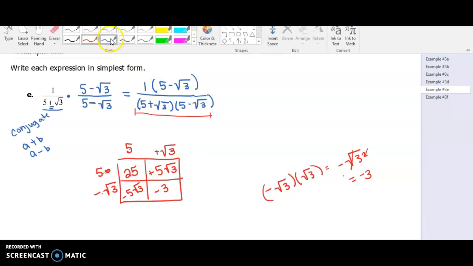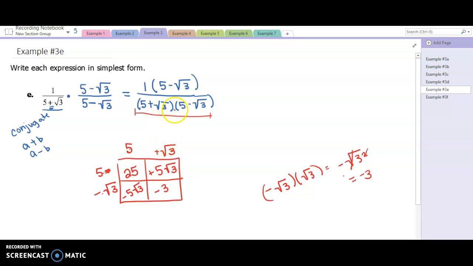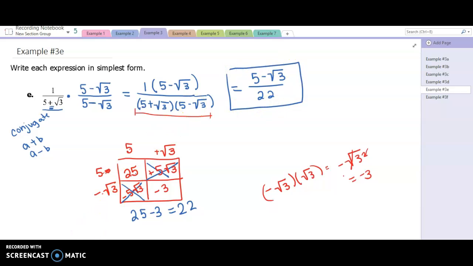Now remember, to get the final answer when you multiply these together, you just add each of these boxes. The great thing about a conjugate is that we have 5 square root of 3 and minus 5 square root of 3, so those basically cancel each other out. So I'm left with 25 minus 3, which is just 22. So the denominator here is 22. That's beautiful. And then 5 minus square root of 3 is on top. That is our final answer.